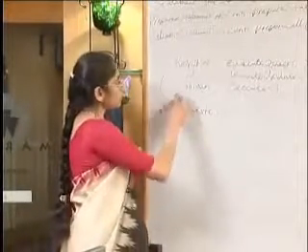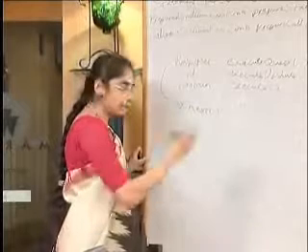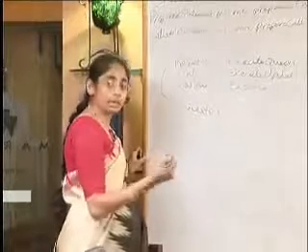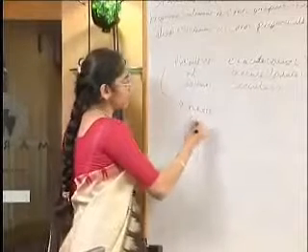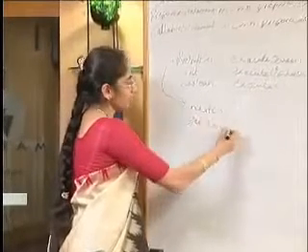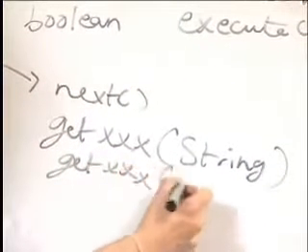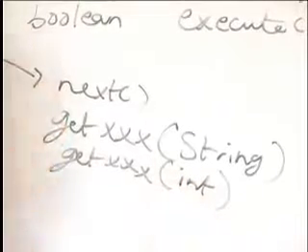So using next, we can move from one row to another row. Now you need to fetch the column details. To fetch each of the column details, you specify the get methods. Get x of string or get x of int. What does this mean? This x stands for the data type of the column.